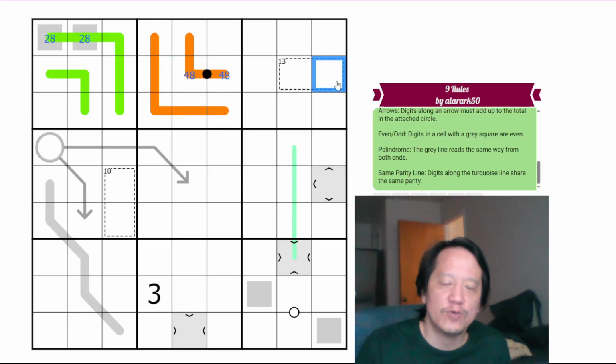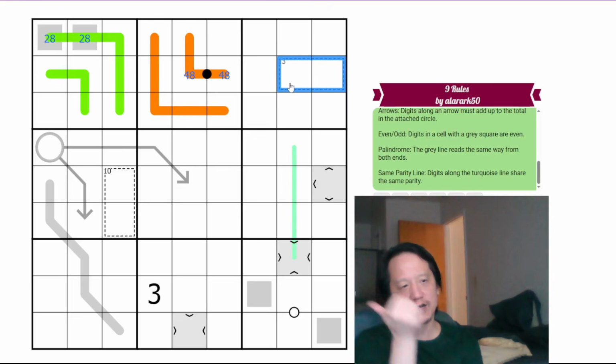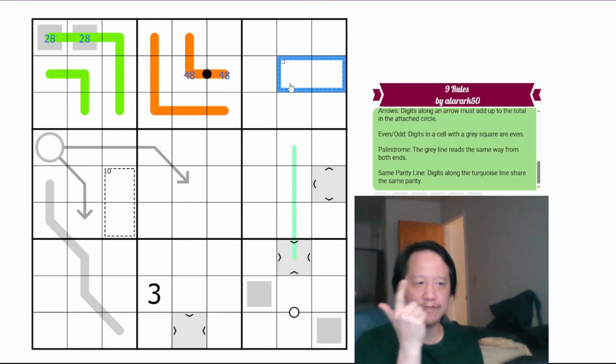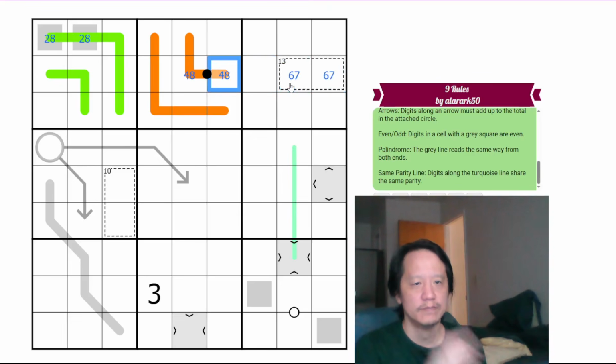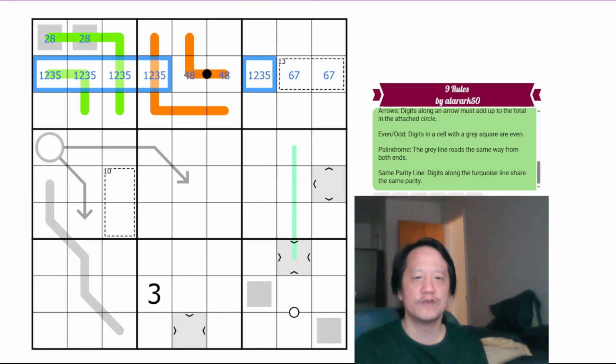Well, for this set, to add up to 13 is 2 digits. It could be either 4-9, 5-8, or 6-7, but the 4-8 pair in the row eliminates 4-9 and 5-8 as a possibility. So this must be a 6-7 pair. That means the remaining digits in this row have to be 1, 2, 3, 5, and 9.